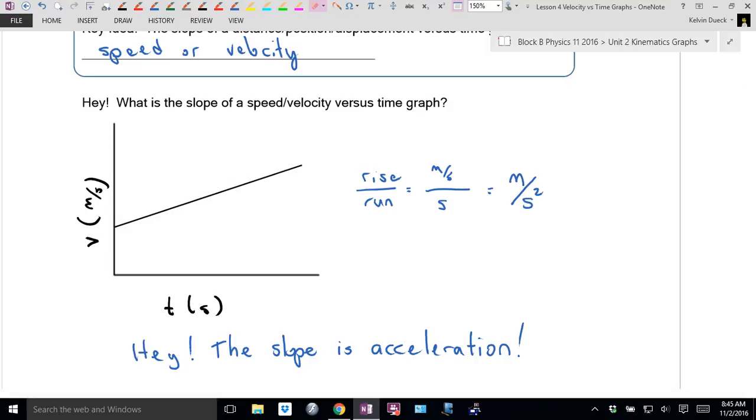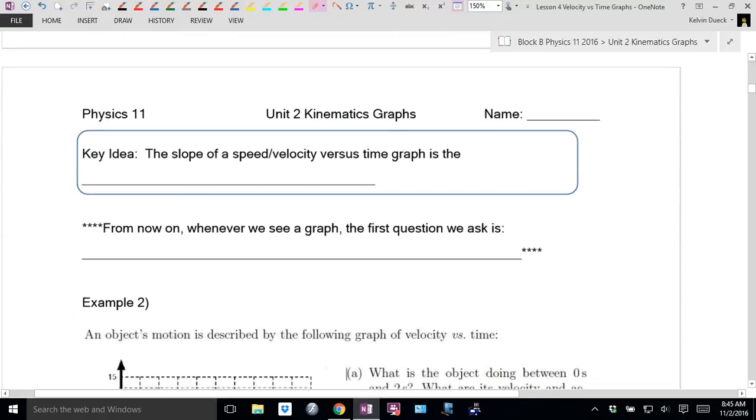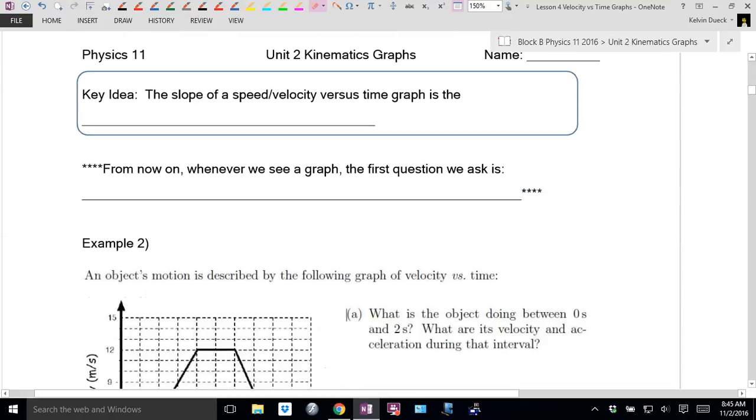You know what? Let's see if we can figure all this out. Key idea. Oh, this one I put in a box for you. I must have been feeling really nice. The slope of a speed or velocity versus time graph is the acceleration. Ta-da! And you can memorize that if you want to, but I've given you a clever way to derive it. It's meters per second, or meters per second squared, which are our preferred units for acceleration.